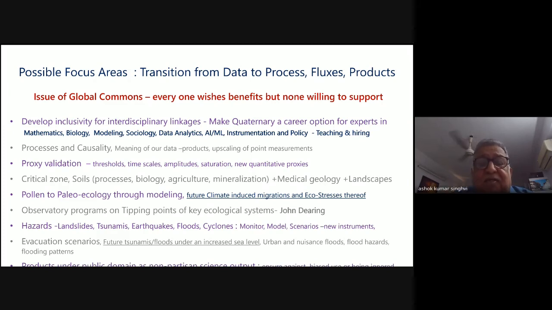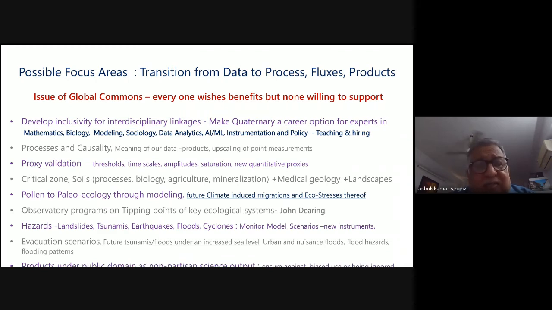This pollen data, through a certain amount of modeling, which has been done in the UK, we can use it and create changes in ecosystem through time, and that can be used to predict the future. I think we need to worry about future climate-induced migrations of people, and then ecosystem stresses associated with them.